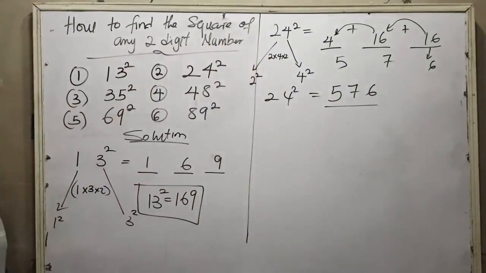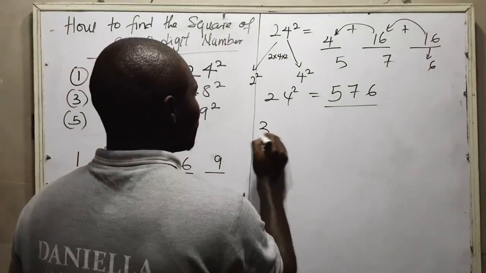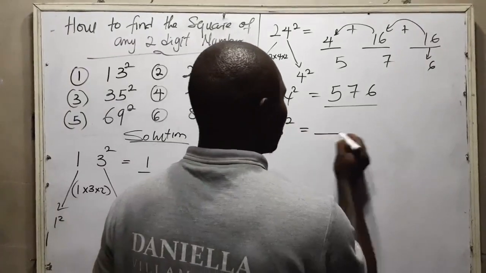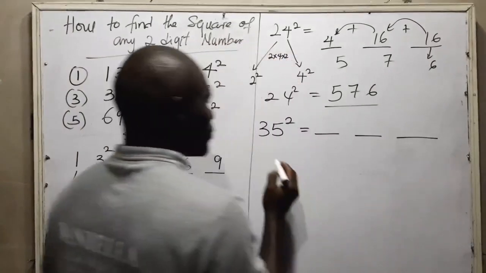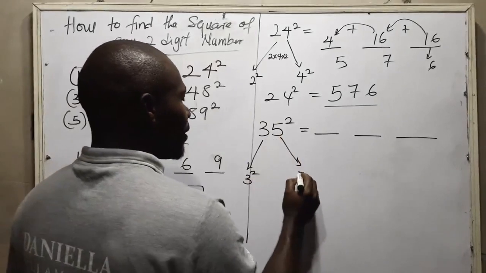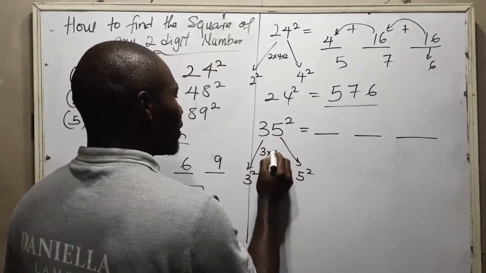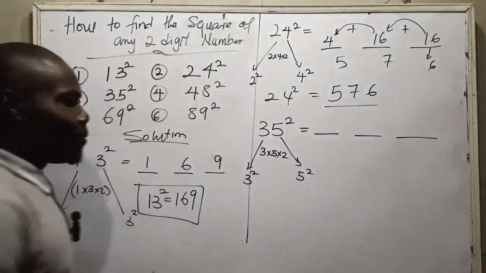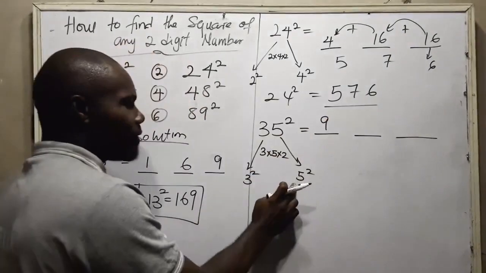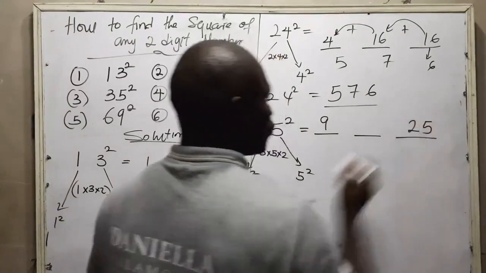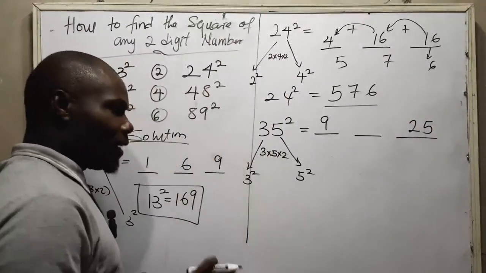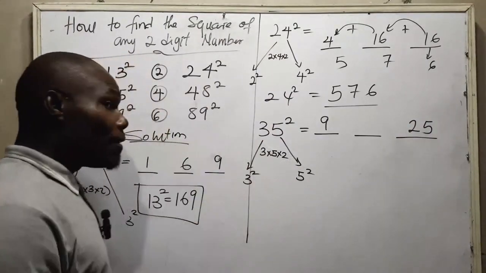So let's do the one of 35. 35 square. So as I've said earlier, you split it into 3. So in splitting it, you have 3 square, 5 square, 3 times 5 times 2. The first square here gives you 9. 5 square gives you 25. So 3 times 5 surely gives you 15. 15 times 2 will give you 30.